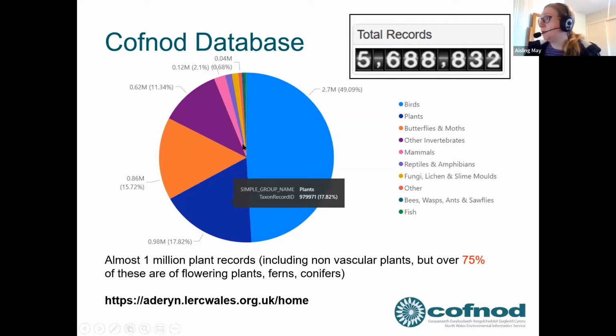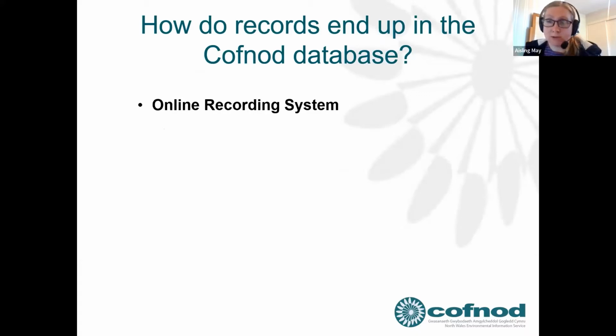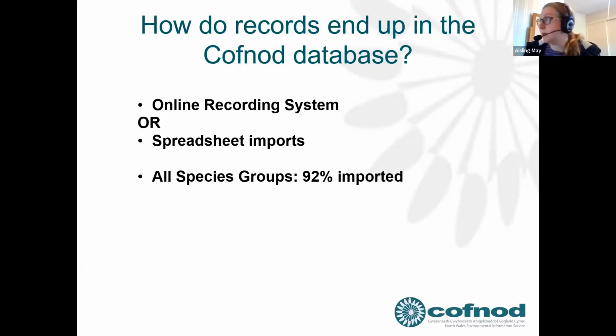And we also, of course, hold records of lots of different species groups. Now, how do records end up in the COFNOD database? There are actually two routes. The first is the online recording system, which is what I'm going to show you more about today. But we can also import data from spreadsheets, and these spreadsheets might come from other databases. That's how a lot of the plant data does end up in our database.